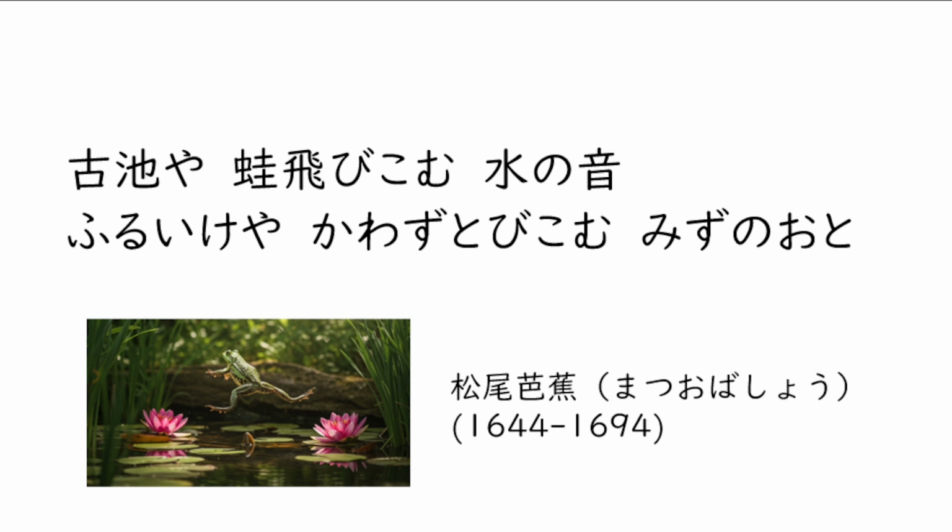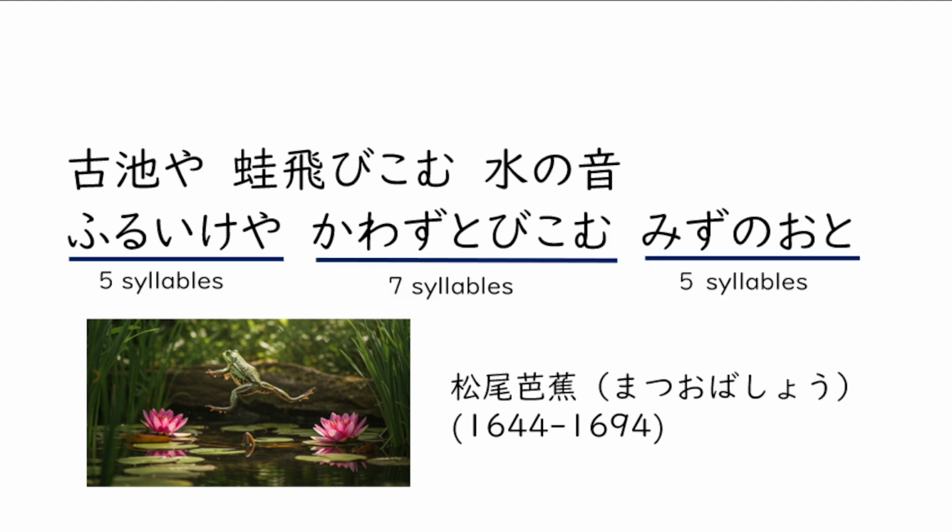As you can hear and see from the hiragana, there are 5 syllables followed by 7 syllables, then 5 syllables again. This is the structure of a haiku poem. A standard haiku must follow this pattern. Are there any other rules for haiku? Yes, there is another rule.